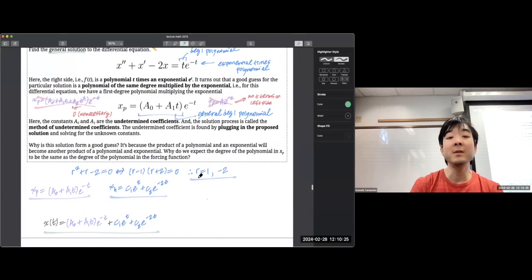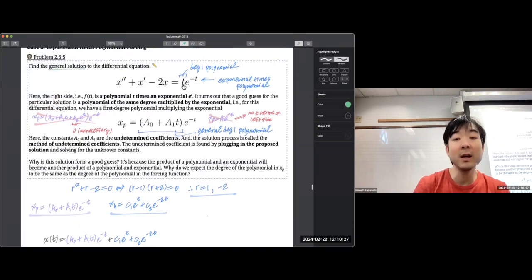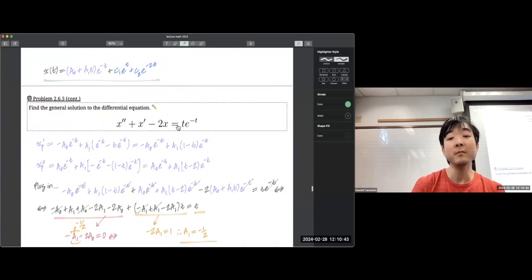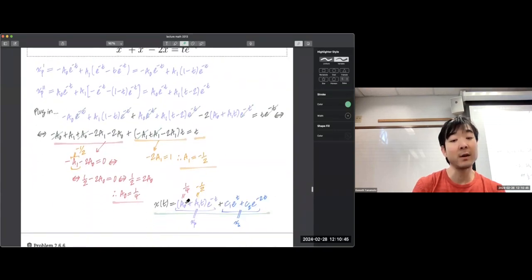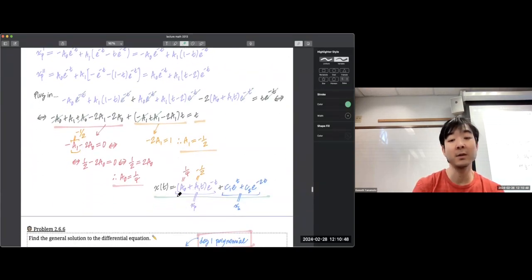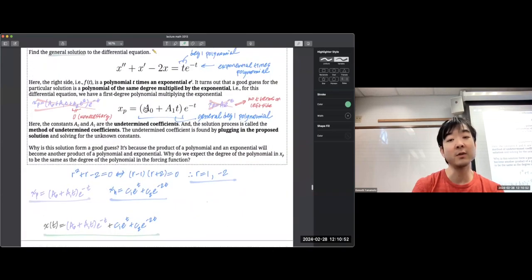And so this is where it's important because this t right here looks like it's just a t. So you might think, oh, my particular solution will just be a times t times e to the negative t. But you do need a general first degree polynomial. You need this a naught and this a1t because this a naught actually wasn't 0. It was some other number here. So you'll have an issue if you try to plug in a non-general first degree polynomial. Just because you saw this t, you do also need the a naught plus the a1t.